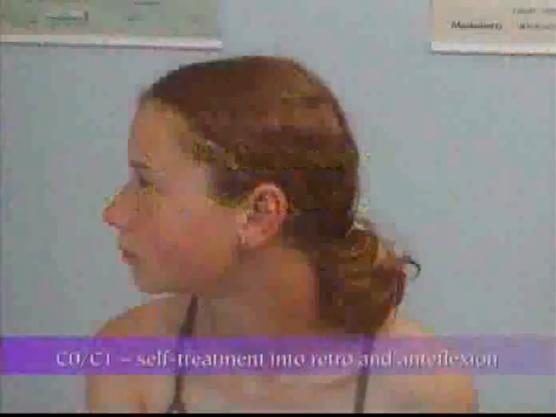For self-treatment into ante- and retroflexion, the patient is seated, his head turned to the side. He looks up to take up the slack and, breathing in, forcefully bends his head back, then looks down and, after taking up the slack, he breathes out forcefully and bends his head forward.